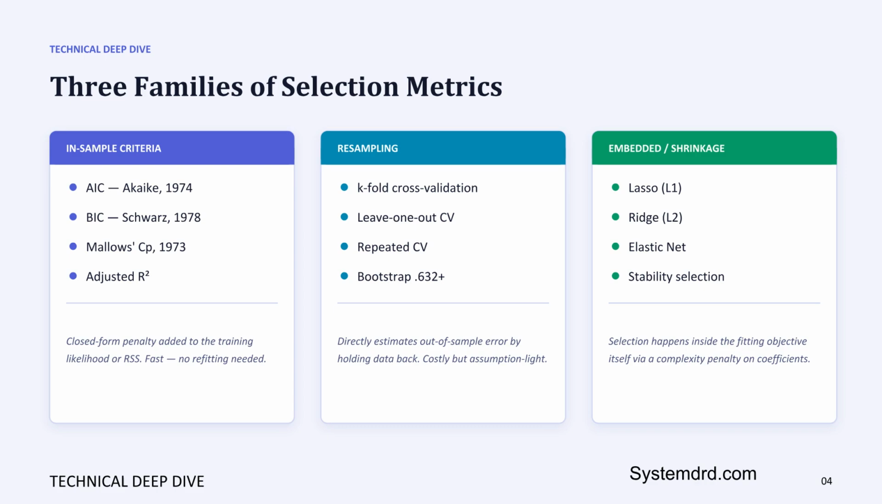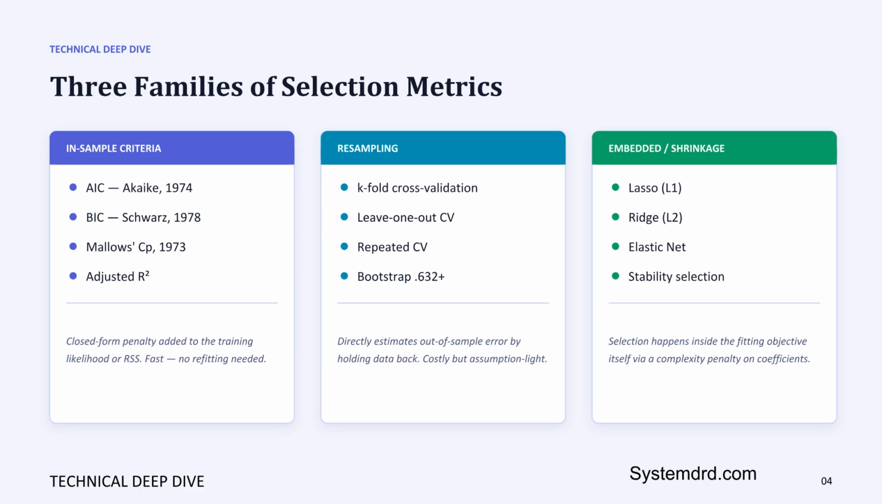The second family is resampling. K-fold cross-validation, leave-one-out CV, repeated CV, and bootstrap methods like 0.632+. These take a completely different approach. Instead of a mathematical penalty, they directly estimate out-of-sample error by holding some data back, fitting on the rest, and measuring performance on the held-out portion. That directness comes at a cost. You're refitting the model many times, but it makes very few assumptions about the underlying model form.